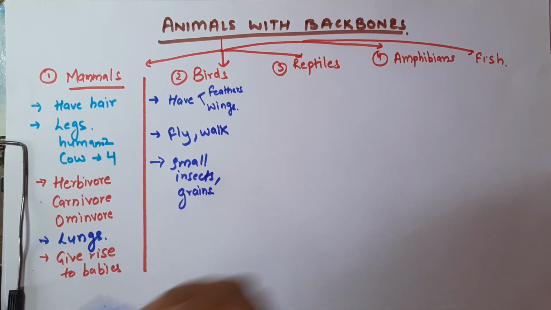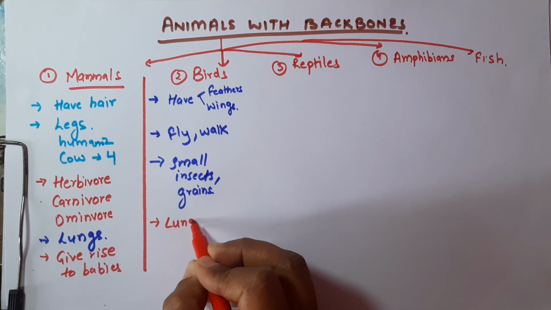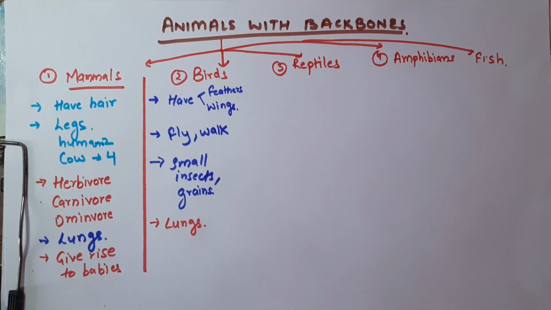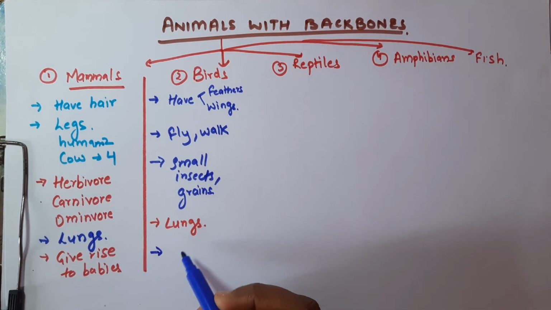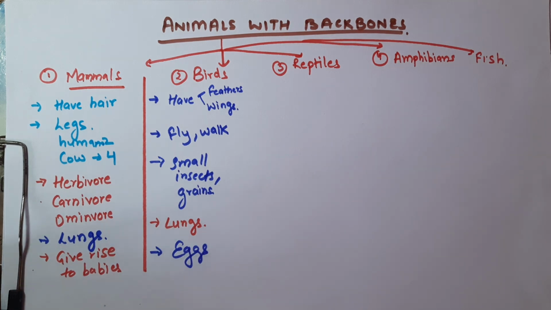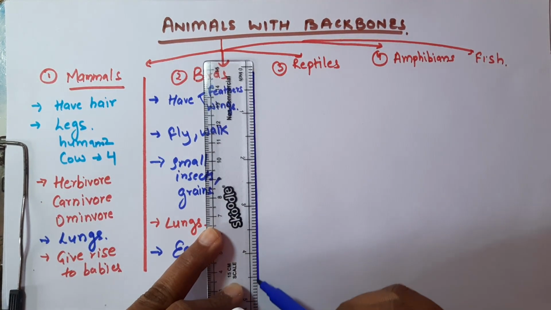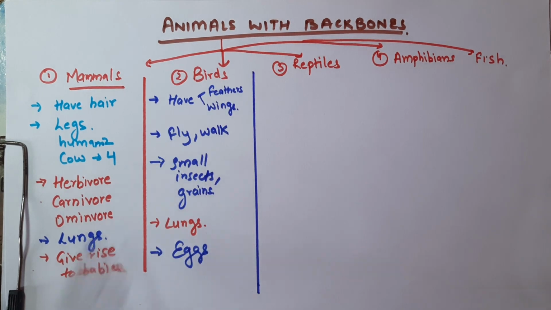And what else? Birds also have lungs to breathe. And while the mammal gives rise to babies, birds give rise to eggs. So this differentiates the bird and the mammal: mammals give rise to babies and birds give rise to eggs.